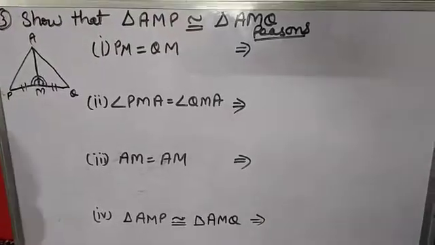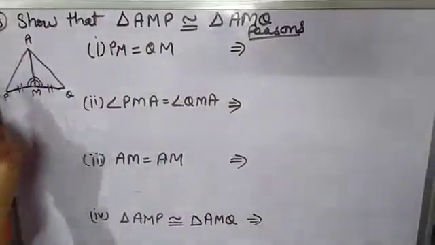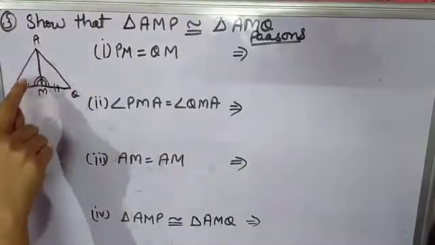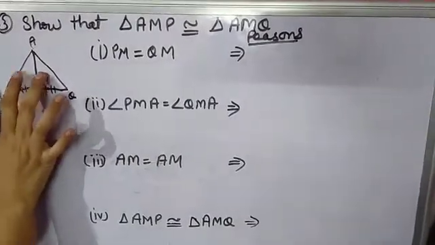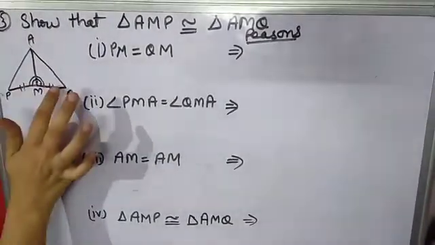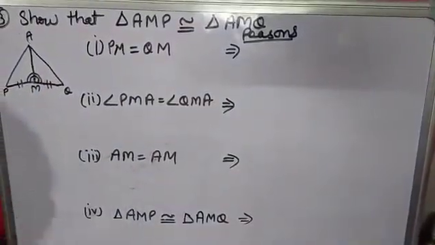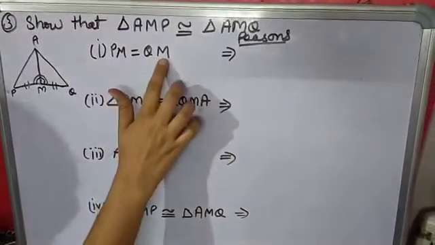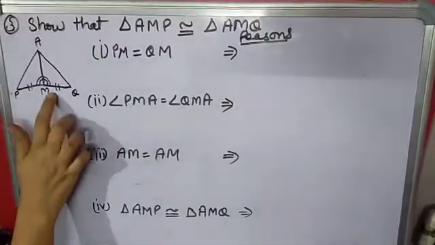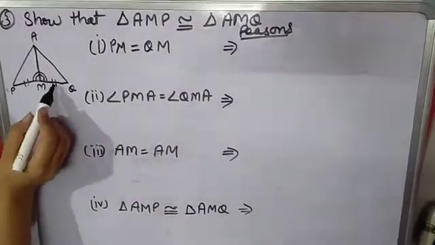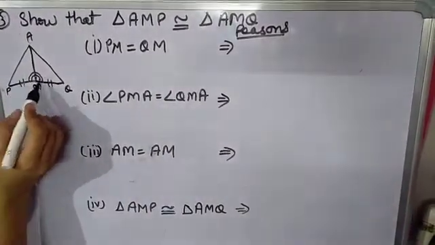Third question, show that triangle AMP is congruent to triangle AMQ. देखो, two triangles are there, AMP and AMQ. You have to show that they are congruent by which rule? So first is PM is equal to QM. If they say PM is equal to QM, then find out the reason why they are equal. देखो, PM is equal to QM. It is given in the question already.